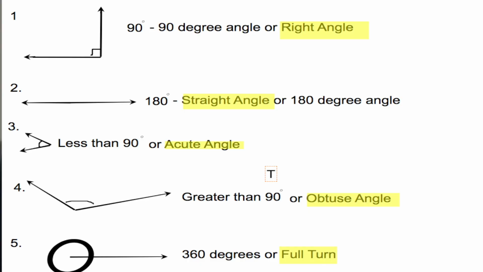Next, we're going to obtuse angles. Obtuse angles are greater than 90 degrees, okay? Those are obtuse angles. And last but not least, a complete turn. A complete turn is 360 degrees. Please don't forget these terms, guys, because we're going to use these over and over in the world of geometry.